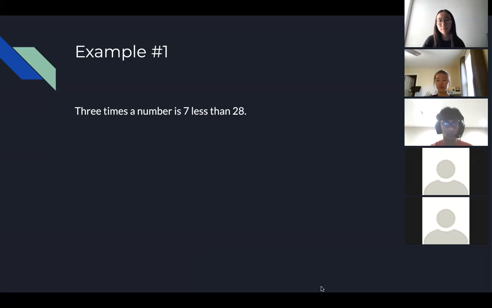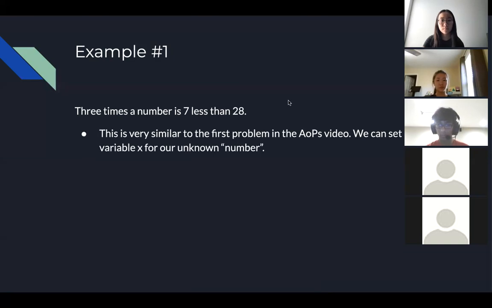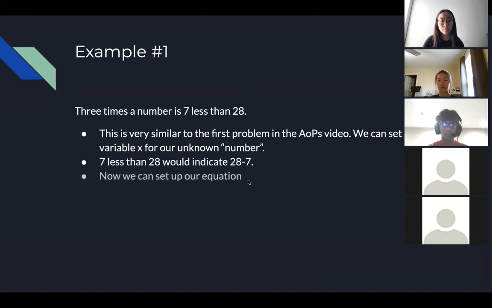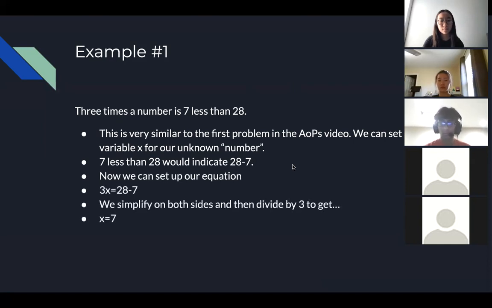So the first example of a word problem that you might commonly see is 3 times a number is 7 less than 28. And we kind of did this just before, like just now. Yeah, I see 3x is equal to 28 minus 7. And yeah, so 3x is going to be equal to 21, and then you divide both sides by 3 to get x is equal to 7, right?